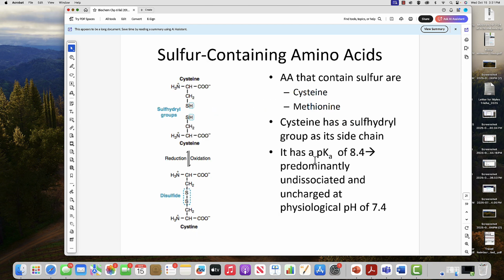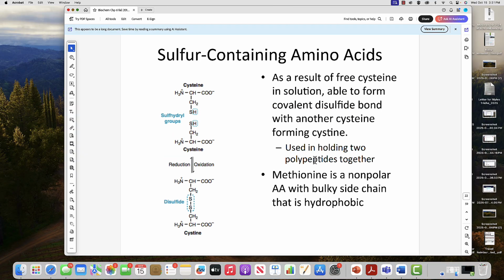Usually for cysteine, it has a sulfhydryl group with a pKa of 8.4, and it's predominantly undissociated and uncharged at a physiological pH of 7.8. So if you were to put a molecule of cysteine in solution, it's able to form covalent disulfide bonds with another cysteine. And again, those are helpful with stabilizing the three-dimensional structure of a protein.